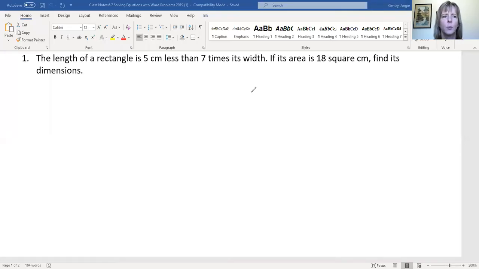Okay, so I'm going to try to help you with your word problems. This is, I guess, in this book, section 6-7. So here are some examples. Hopefully they'll help you. The length of a rectangle is 5 centimeters less than 7 times the width. Oh my gosh, I'm overwhelmed. Usually when you read a word problem, you're overwhelmed.